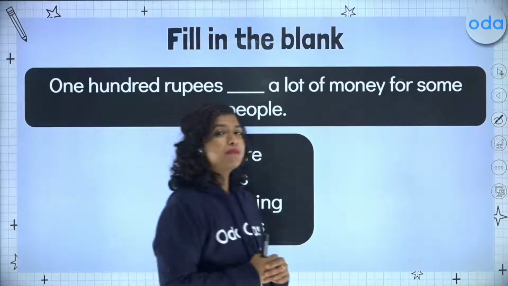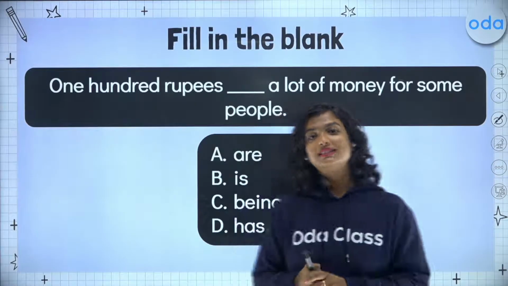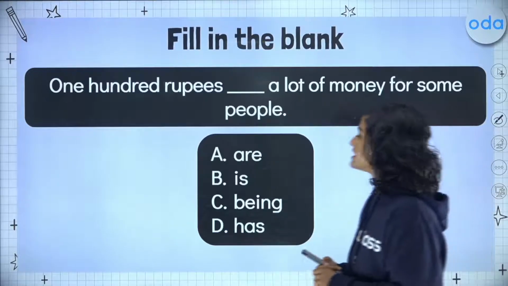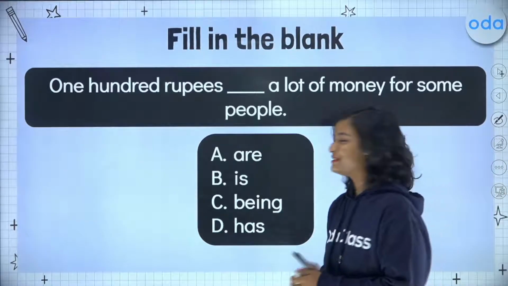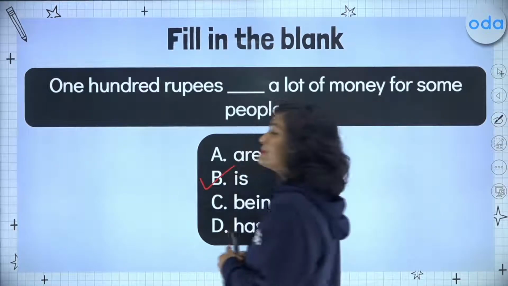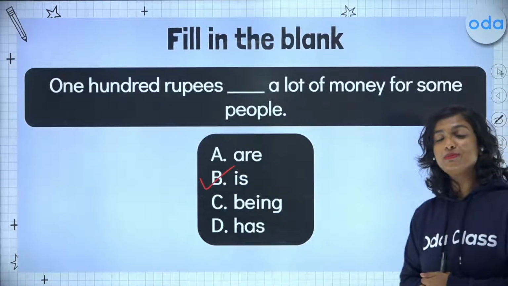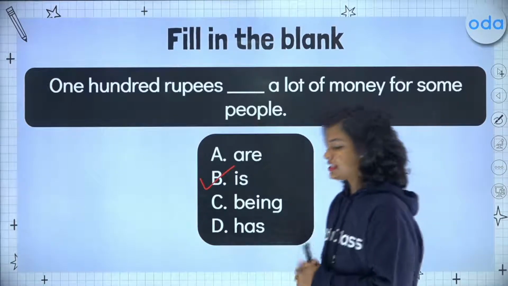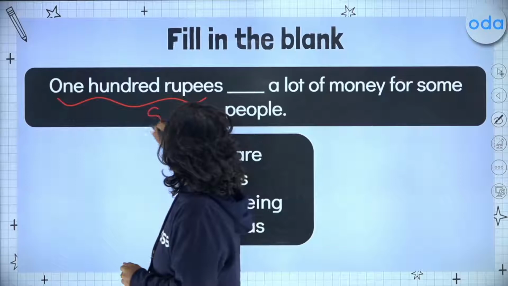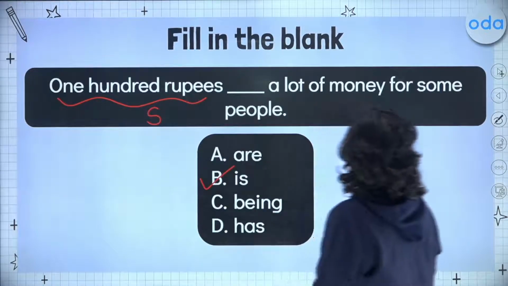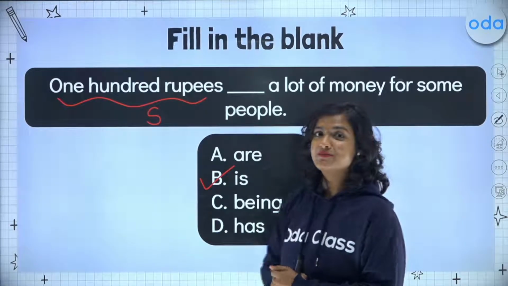Once again, students, keep in mind our rules when you answer this question. 100 rupees blank, a lot of money for some people. So remember that expressions of time and money are always singular. So 100 rupees, which is our subject, is a lot of money for some people.